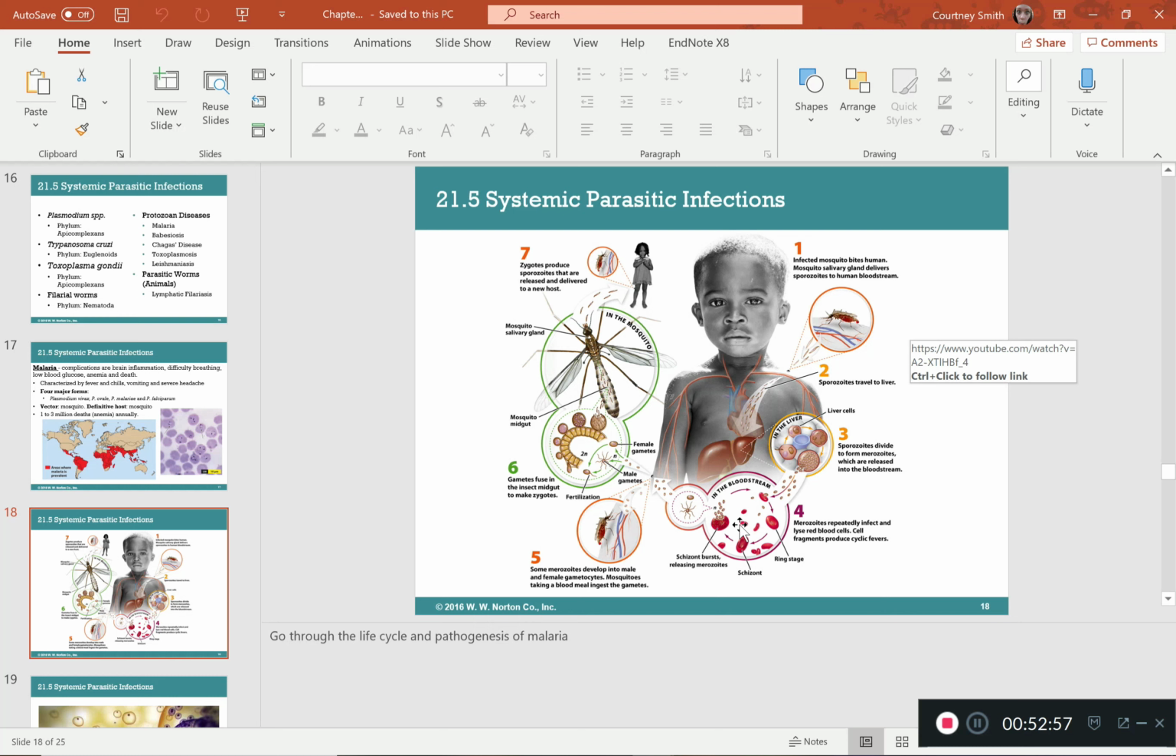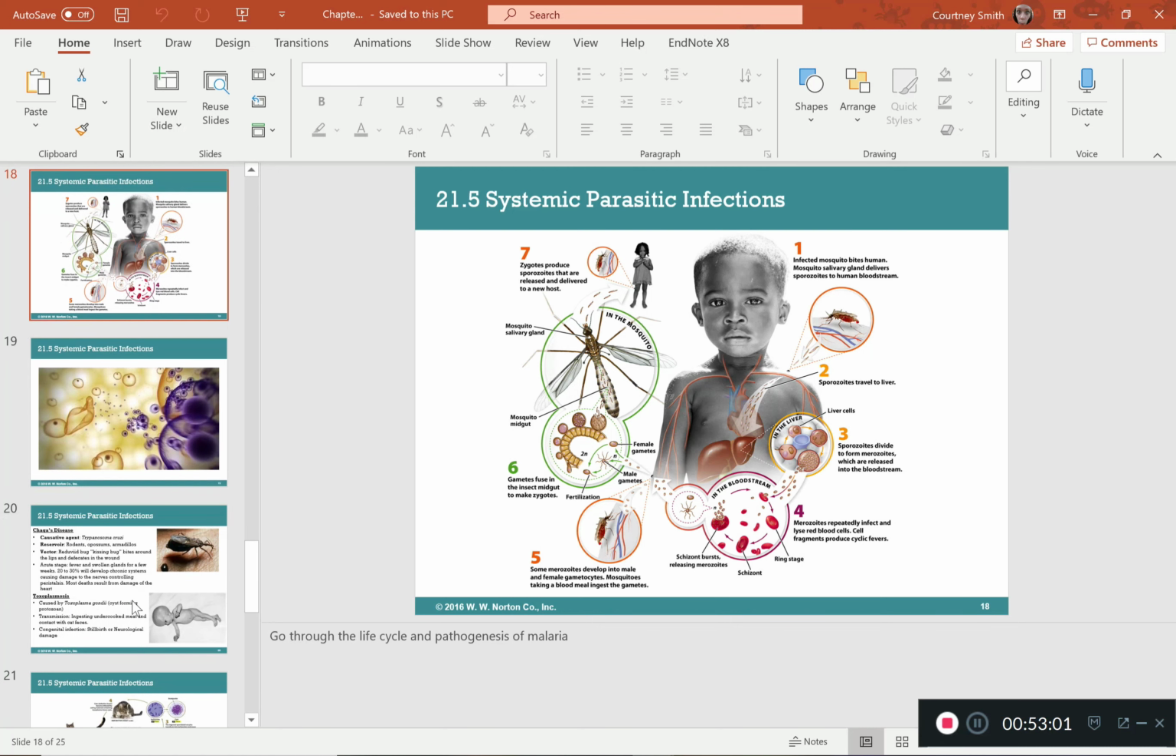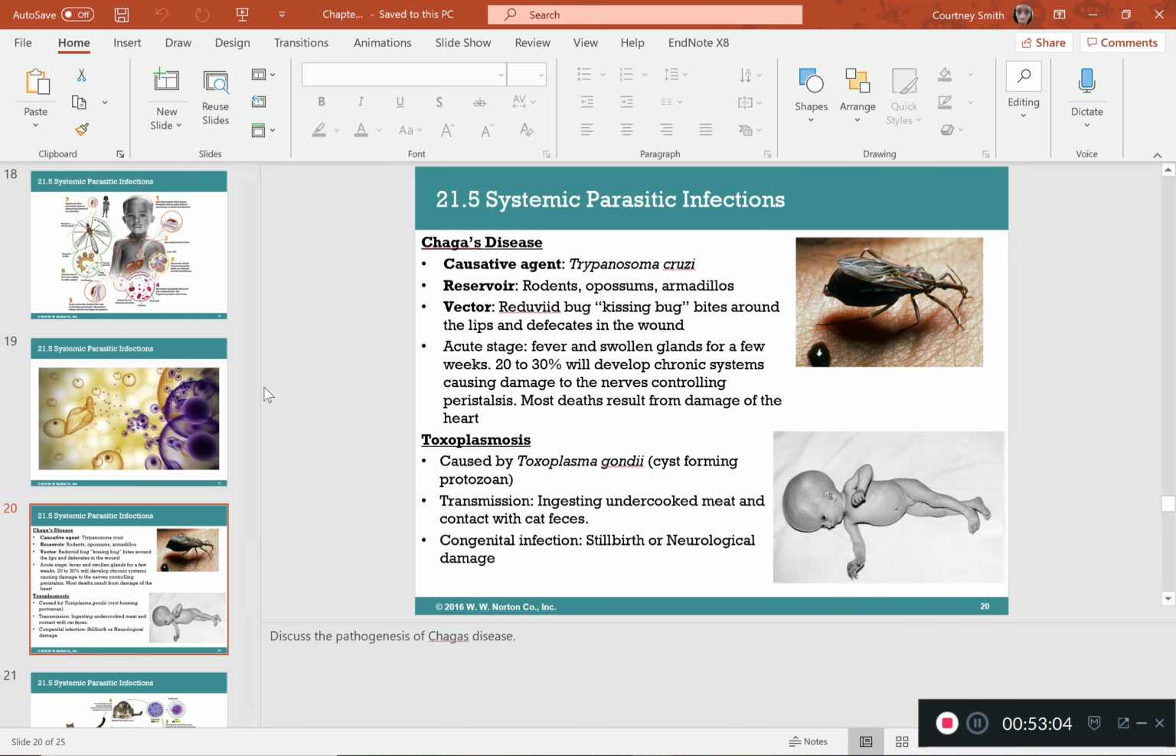Okay, so that's the big picture of malaria. And then we have Chagas and Toxoplasmosis. So Chagas disease is also caused by a parasite, T. cruzi. The reservoir is rodents, opossums, and armadillos. The vector is a kissing bug, which is this guy. What happens is that he'll bite around the lips and defecate into the wound. So that is how we actually get the parasite, through his feces in our wound.